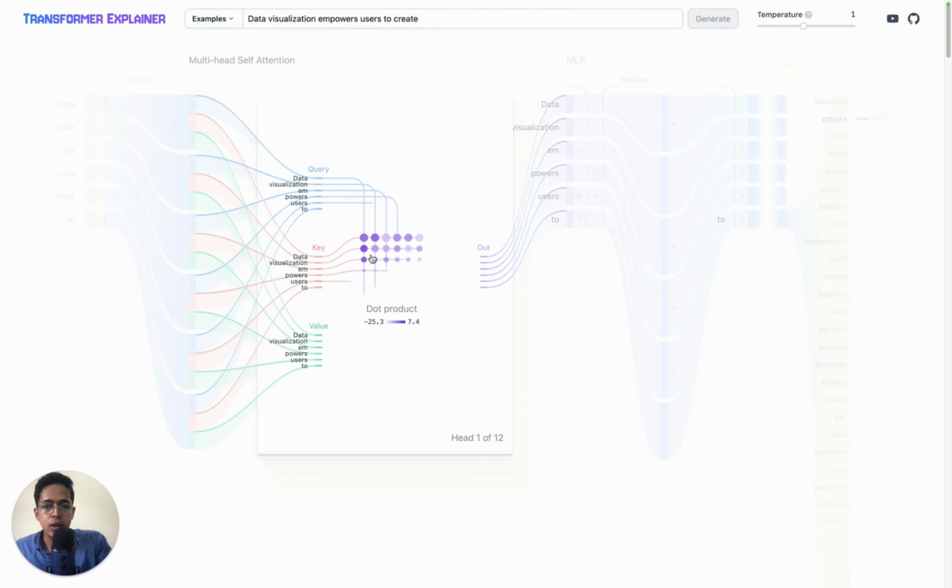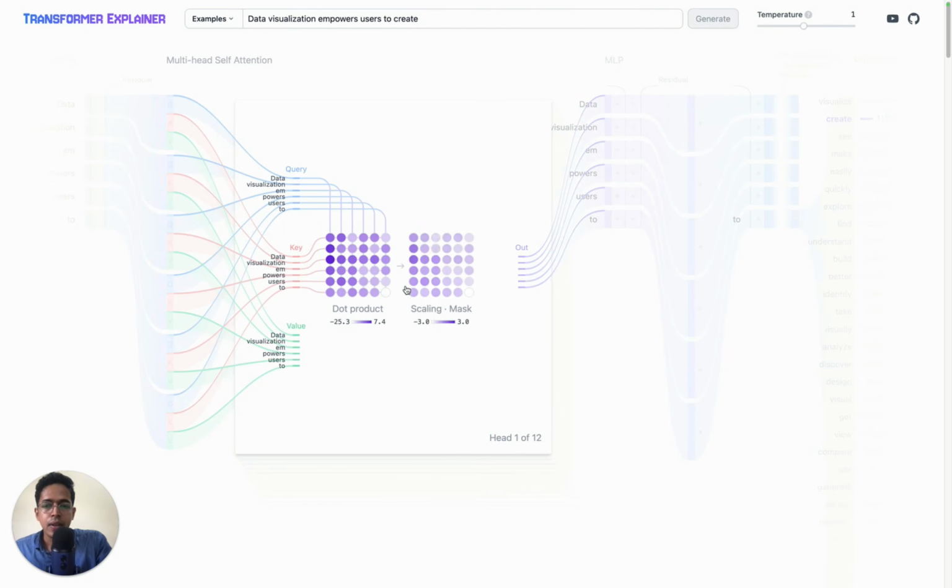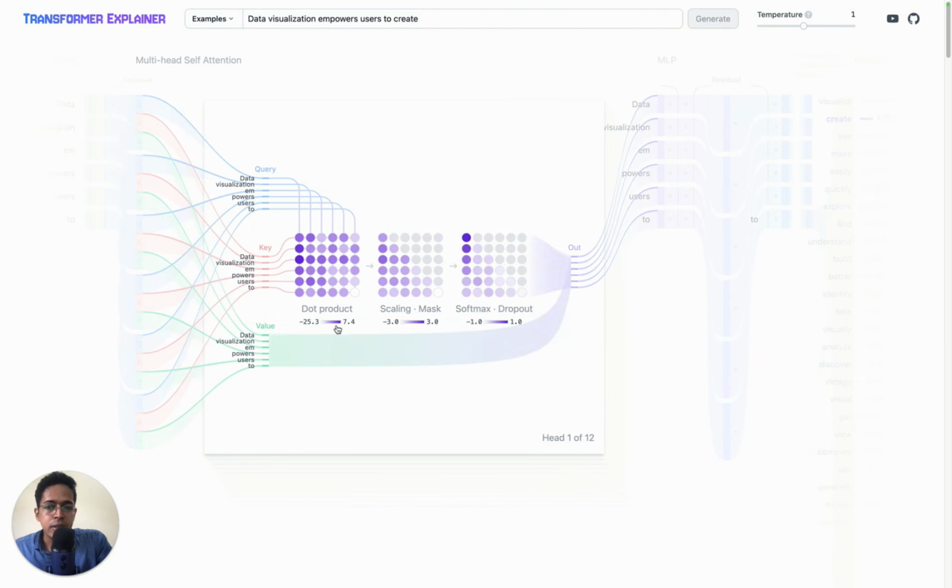So now let's click on this. You see this dot product. Now, why does it show minus 25.3 to 7.4?